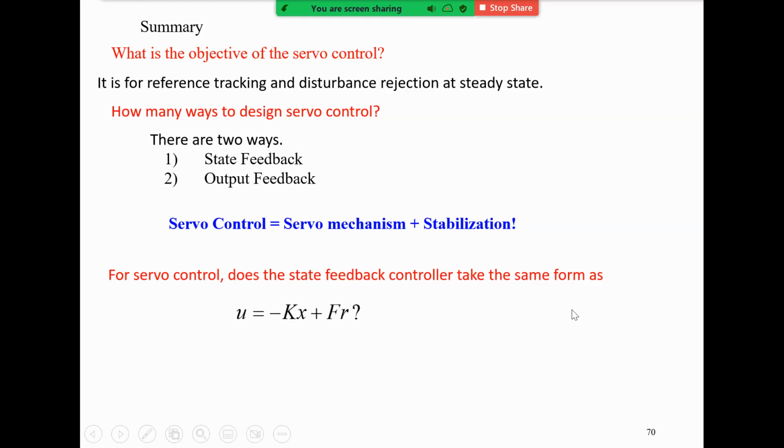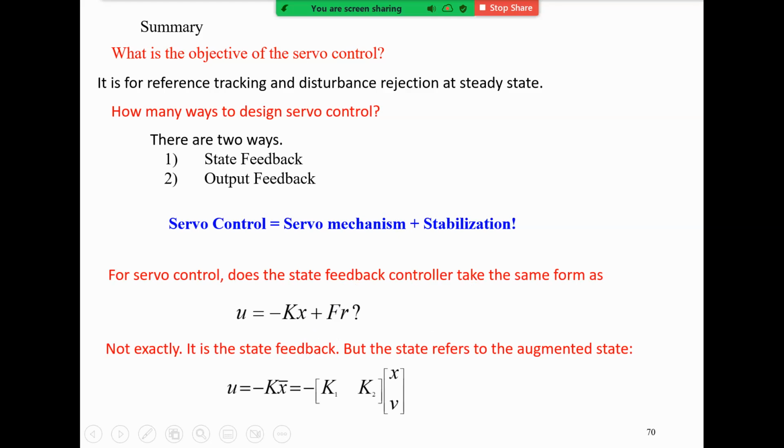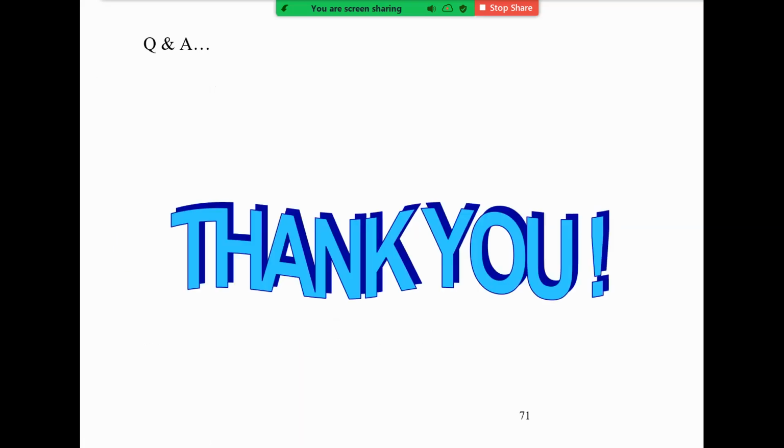For servo control, finally, does the state feedback controller take the same form as in this one? Right, not exactly. There is a change in the state. The state is no longer just x. The state includes both x and the integral. Okay. All right. So it's our long lecture. So that's the end of today's lecture.